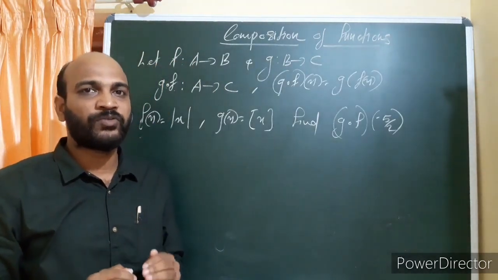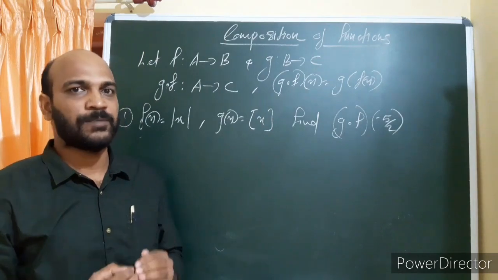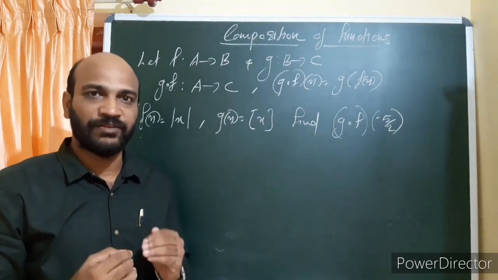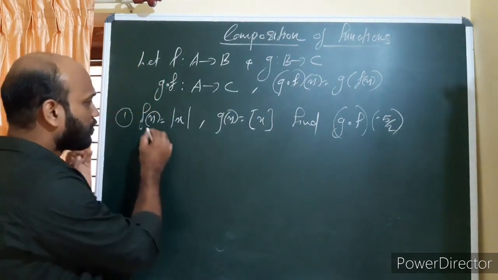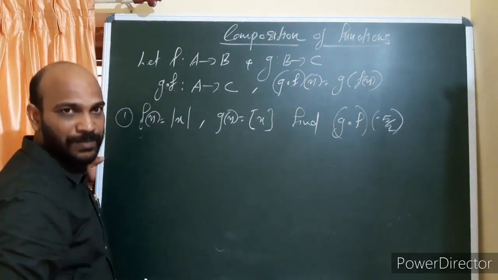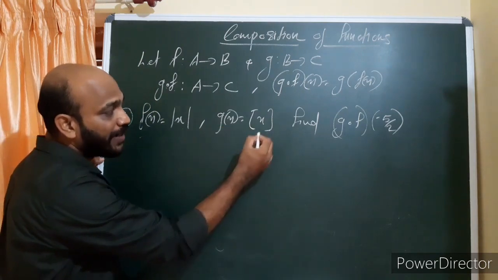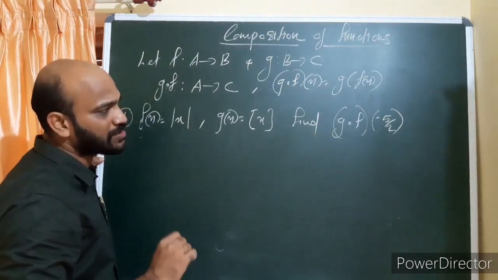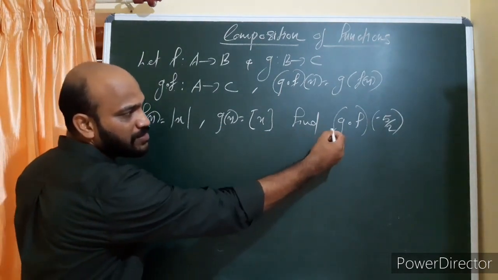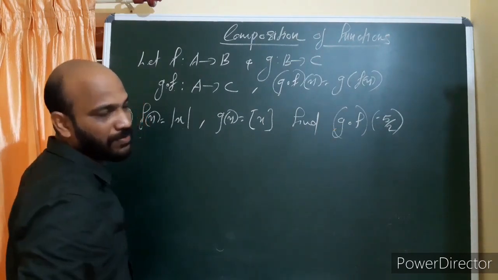Now, using the concept of composition of function, we can do some questions. After that, we will find inverse. So, this one was a 1 mark question for board examination. Let f of x equal to mod x, g of x equal to greatest integer less than or equal to x. The question is, find g of f of minus 5 by 2.